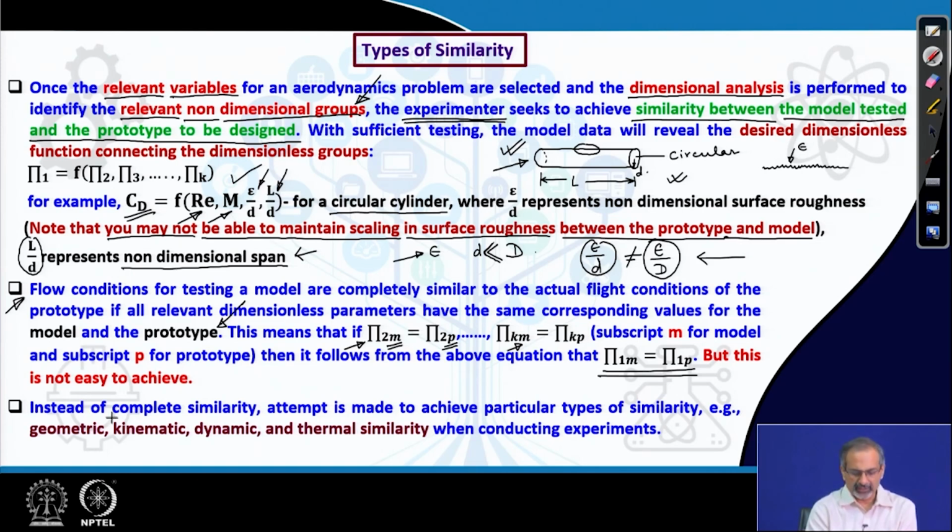So, therefore, instead of complete similarity between the model and the prototype, attempt is made to achieve particular types of similarity, and therefore, the significance of discussing the different types, namely geometric, kinematic, dynamic, and in problems where thermal effects are important or thermodynamic effects are important, also thermal similarity have to be ensured while conducting the experiments to the best extent possible.